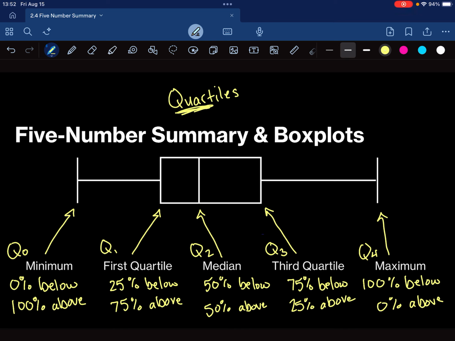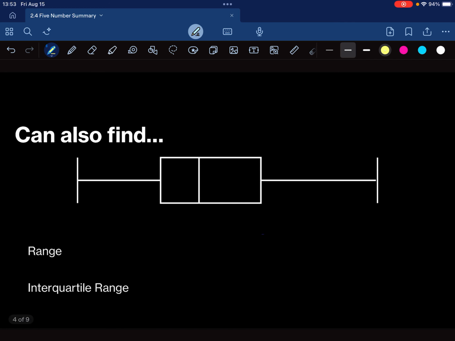Now, this is the 5-number summary. It's these 5 numbers: the minimum, the first quartile, median, third quartile, and the maximum. We can still find 2 more things, but these are not technically part of the 5-number summary.